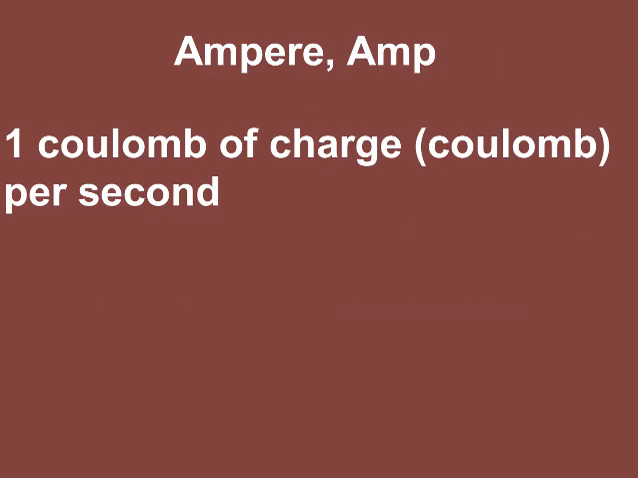An amp is the current going through the cell. We measure current in amps, and that's 1 coulomb of charge per second. So if I had 5 amps, I'm going to write that as 5 coulombs per second. If I have 3 amps, I'm going to say 3 coulombs per second.